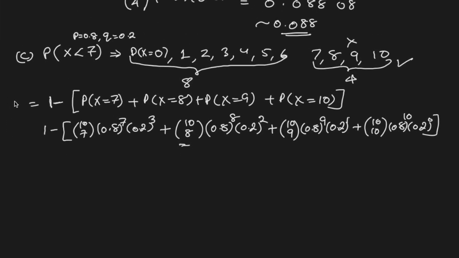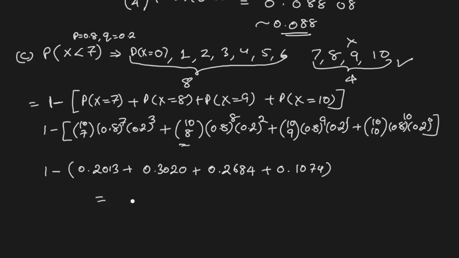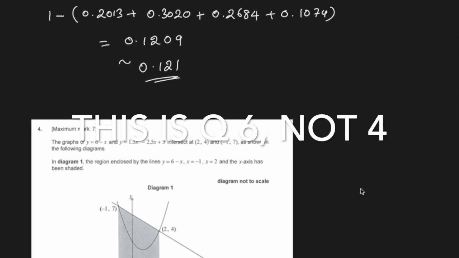After using my calculator, I get 1 minus 0.2013 plus 0.3020 plus 0.2684, 0.1074. And if I put it again in my calculator, I get 0.1209, or 0.121 to three significant figures. Okay, let's move on to the next one, question number 4.